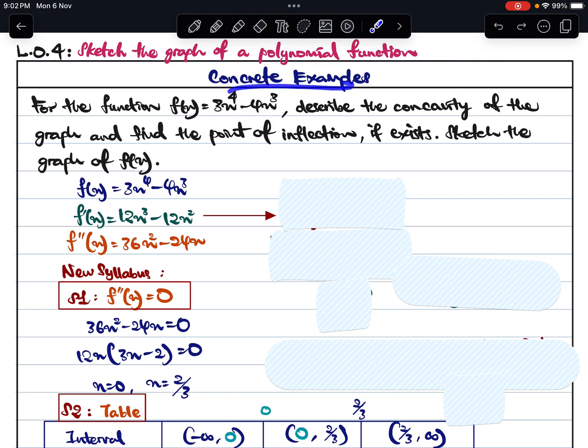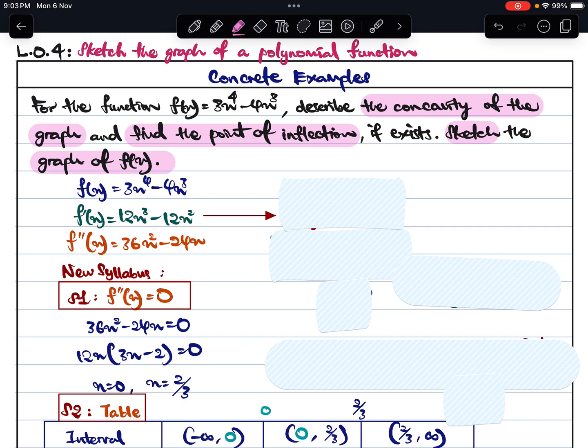So let's read this concrete example. For the function f(x) equals 3x to the power 4 minus 4x cubed, describe the concavity. This is our first goal. Describe the concavity of the graph. The next goal is finding the point of inflection, if it exists. And the last one is to sketch the graph of f(x). So we have 3 goals here. Let's focus on them one by one.